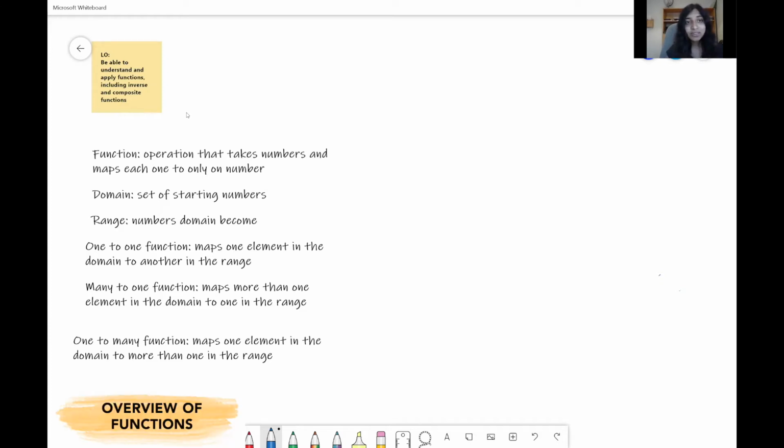Firstly, you just need to understand the definitions you need when describing functions. The first one is just the definition of what a function is. A function is any operation that takes numbers and maps each one to only one number. One example of a function is f(x) = x squared.